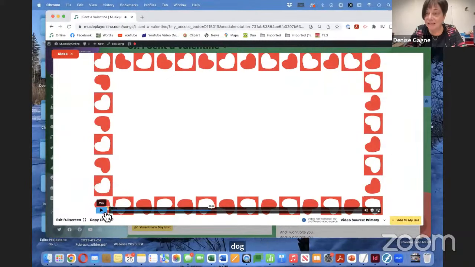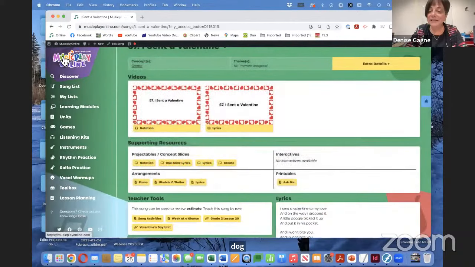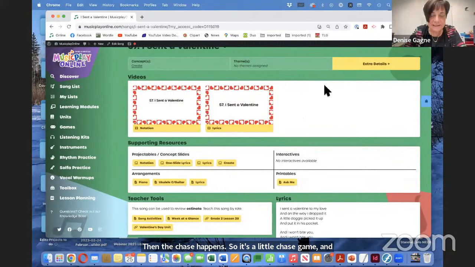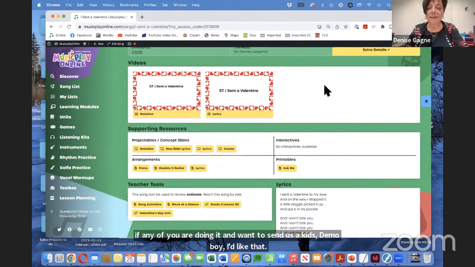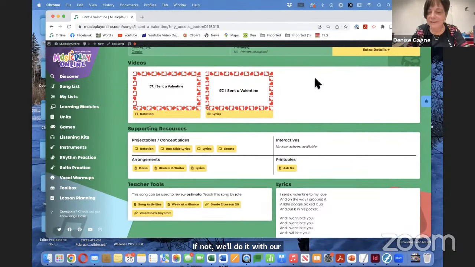And then the chase happens. So it's a little chase game. And if any of you are doing it and want to send us a kids demo, boy, I'd like that. If not, we'll do it with our choir students and make a kids demo out of it. But again, it's just a fun song.